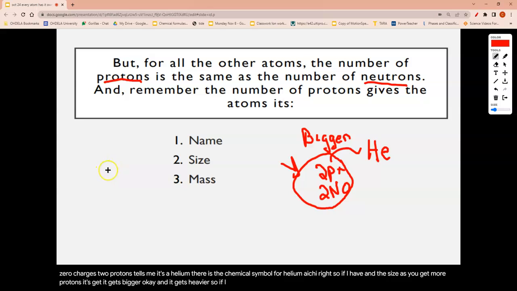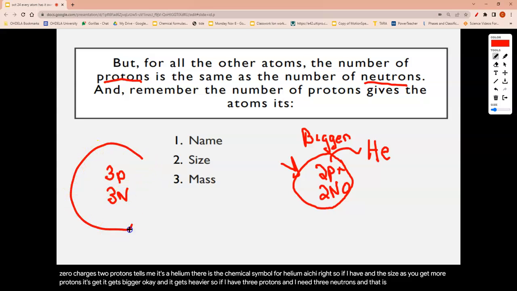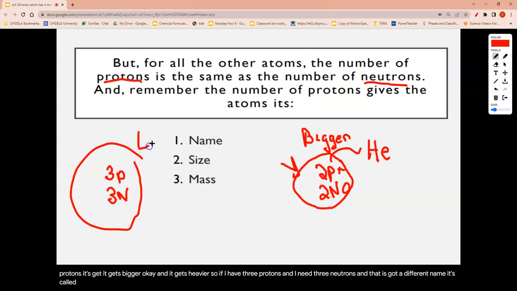So if I have 3 protons, I need 3 neutrons, and that has a different name. It's called lithium. Lithium is no longer a gas. Helium is a gas. This is a metal.